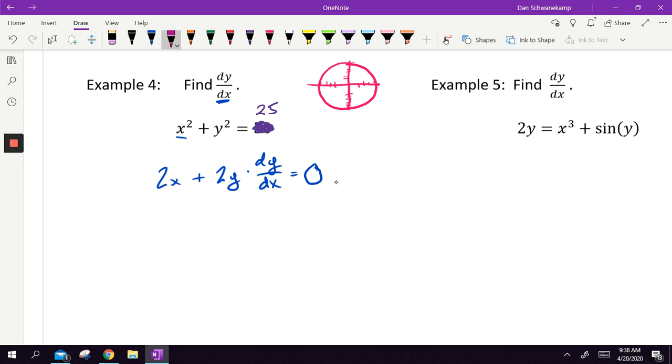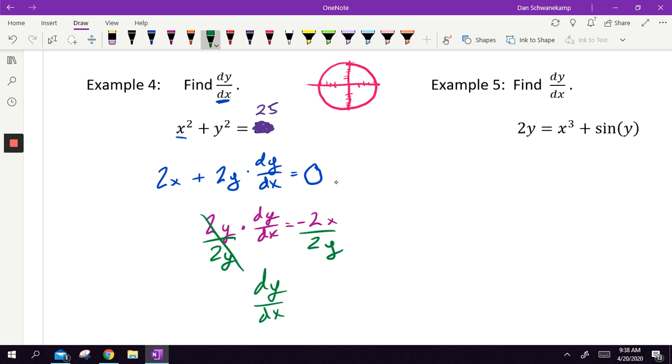All right. Now I'm going to get dy dx by itself. So I'm going to subtract 2x, and then I'm going to divide by 2y. dy over dx equals negative x over y. And I'm done. That's my answer. Negative x over y. Well, what does that tell you? It tells you the slope. If you pick any point on this circle, that would make this statement true, then my slope is going to work here.